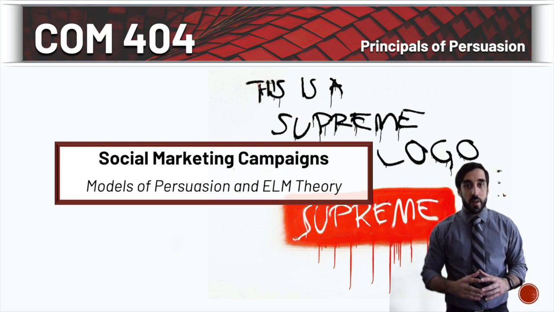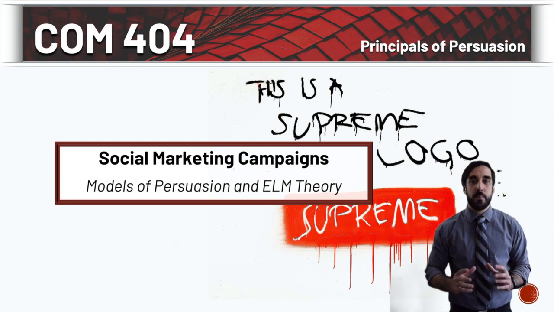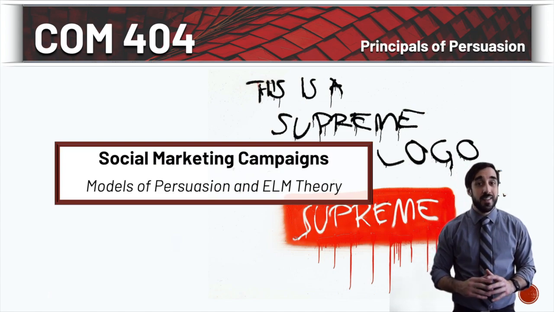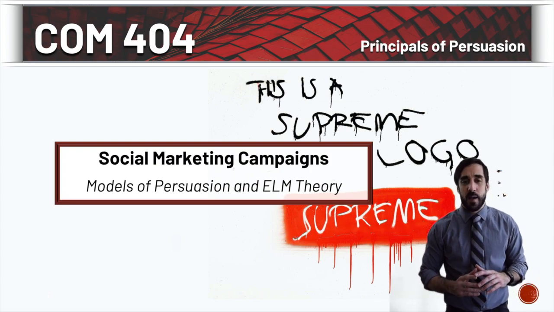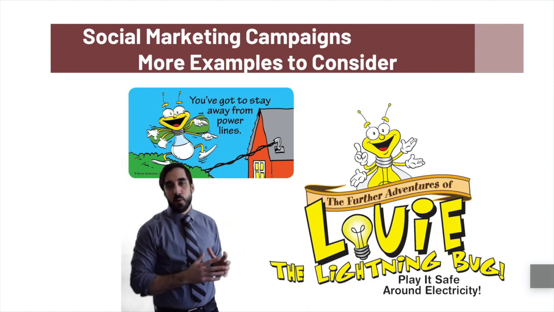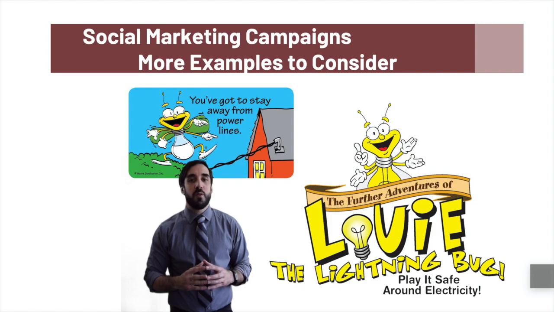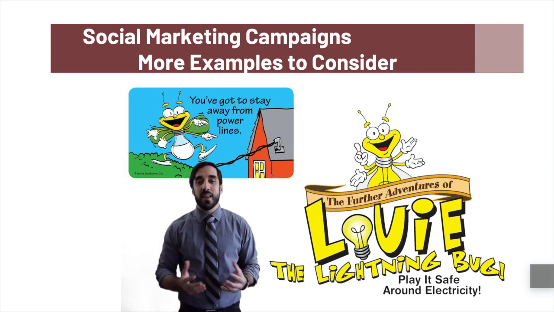Earlier in this voiceover lecture series, we discussed Smokey the Bear and a number of other campaigns as examples of social marketing campaigns. And I wanted to take a moment before we pressed on to describe and look at a few other examples of social marketing campaigns. Here you see the example of the social marketing campaign that I recall from my youth that was centered around the icon or character of Louie the Lightning Bug.